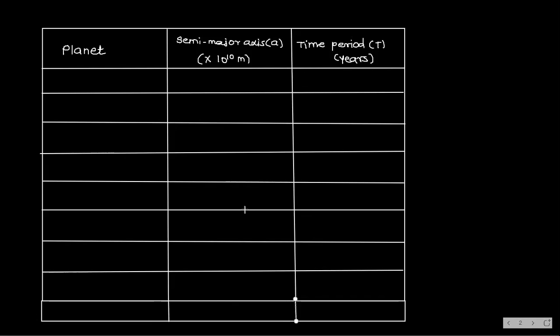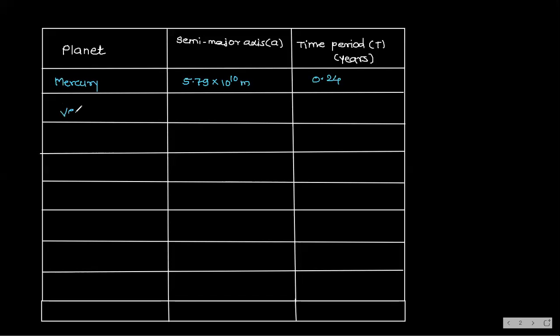Like this, you can make a table. Now, the first planet is Mercury, and its semi-major axis is 5.79 into 10 to the power 10 meter. You can write it here. Its time period is 0.24 years.